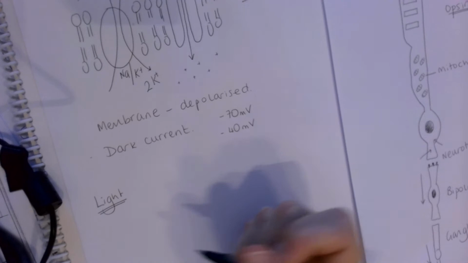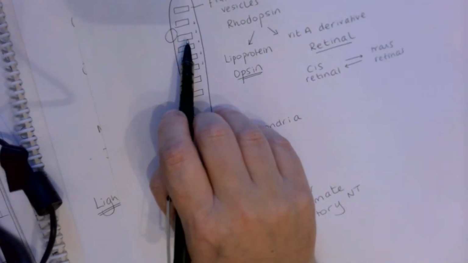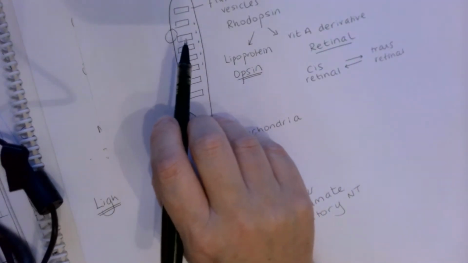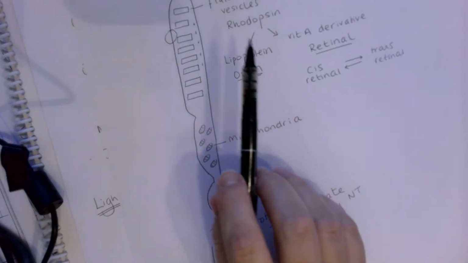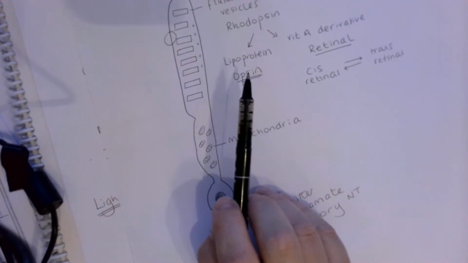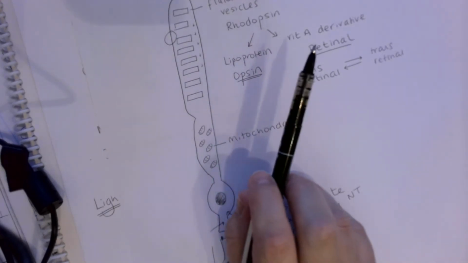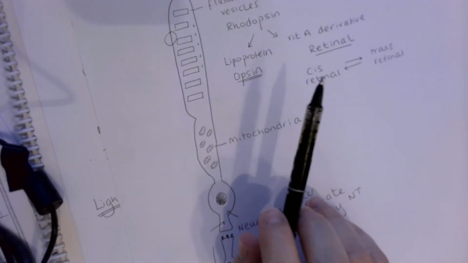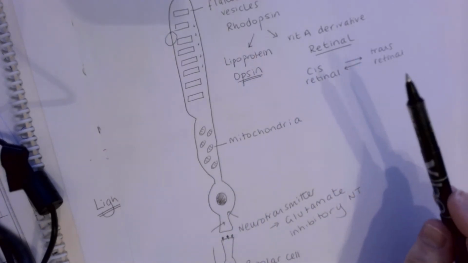Okay, so going back then to our membrane, and you remember that inside the actual cell, we've got these membrane-bound vesicles, and embedded into those vesicles is this protein called rhodopsin. Rhodopsin is a lipoprotein, and opsin makes up the majority of this big lipoprotein, and then attached to it is retinol. It comes in two forms, so it's an isomer, it's in a cis form, and it can change into a trans form.